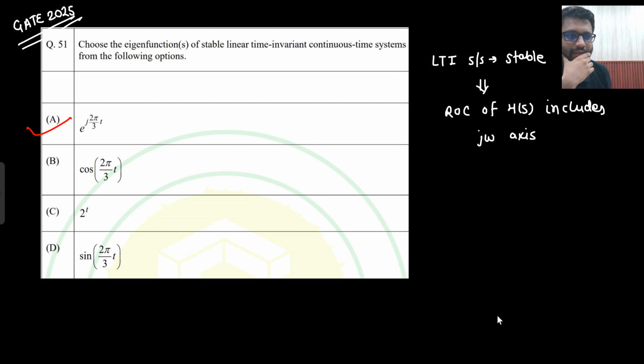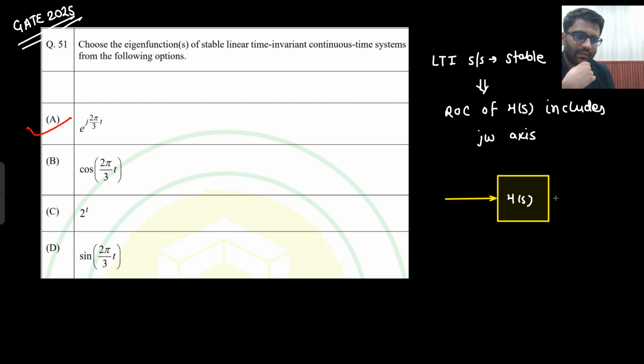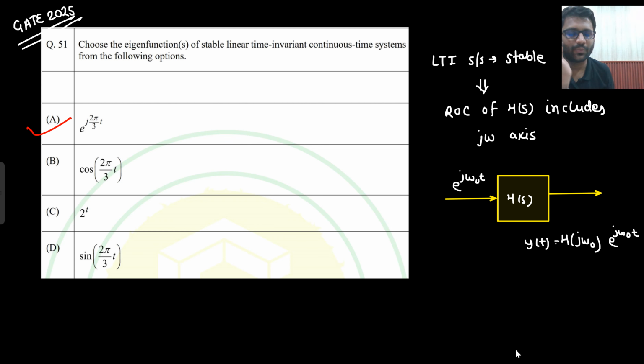And if it includes the j omega axis, and this is my H(s), and my applied input is e to the power j omega naught t, and the ROC includes the j omega axis, that means this j omega naught will be included. So what will be your y(t)? You can put this s naught value in here. So H(j omega naught) e to the power j omega naught t. That means e to the power j omega naught t is surely an eigenfunction, with absolutely no doubt about it.